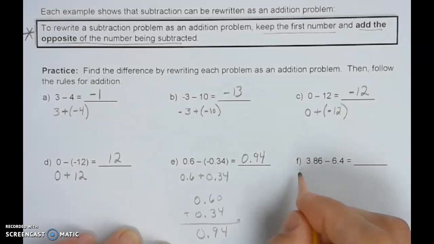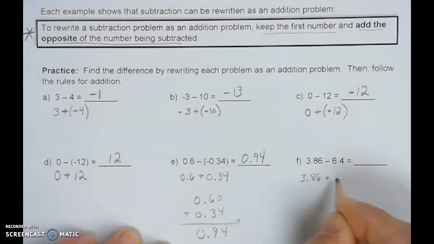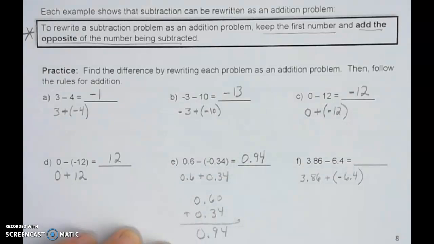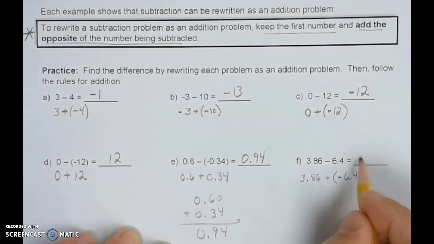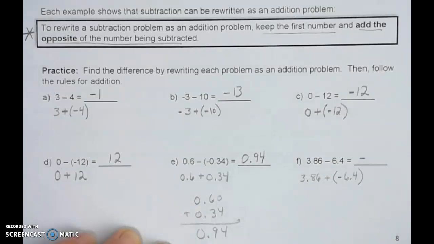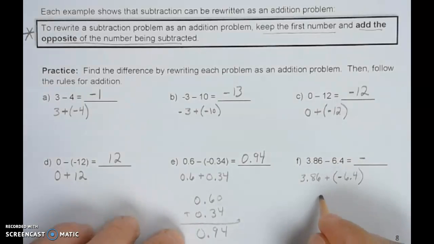Finally, letter F, 3 and 86/100 minus 6 and 4/10. Again, let's change it to an addition. We keep 3 and 86/100. We add the opposite of 6 and 4/10, which is negative 6 and 4/10. These numbers now have different signs. I'm going to keep the sign of the number with the greater absolute value, which is negative 6 and 4/10, so my answer is going to be negative. And now I'm going to subtract because these are different signs. 6 and 4/10 minus 3 and 86/100.